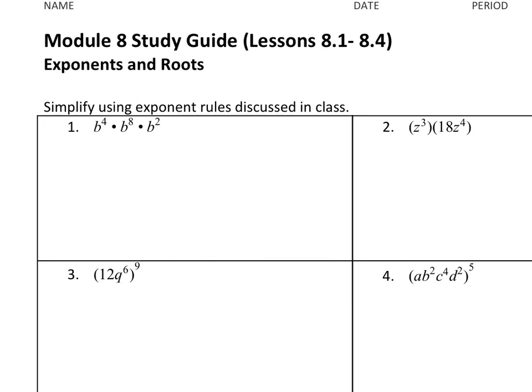So the first one, this would be looking at multiplication. So you keep the base if it's the same. The base is the b, so I will keep that. When you multiply, you add the exponents. So that's now going to be b to the 14th.